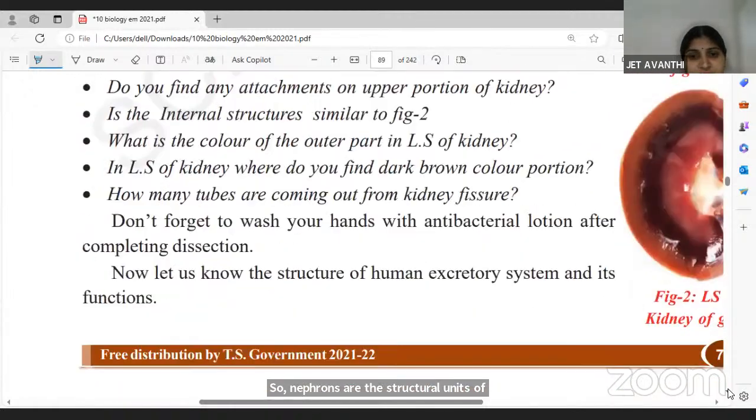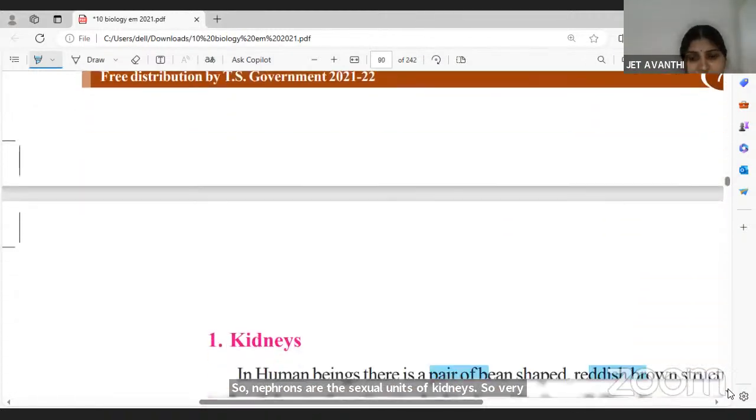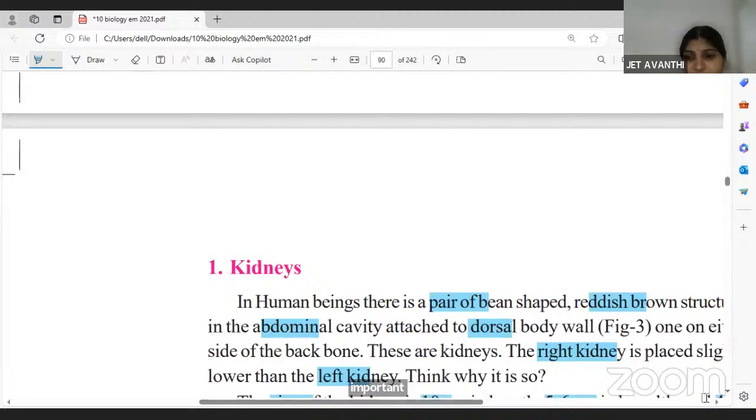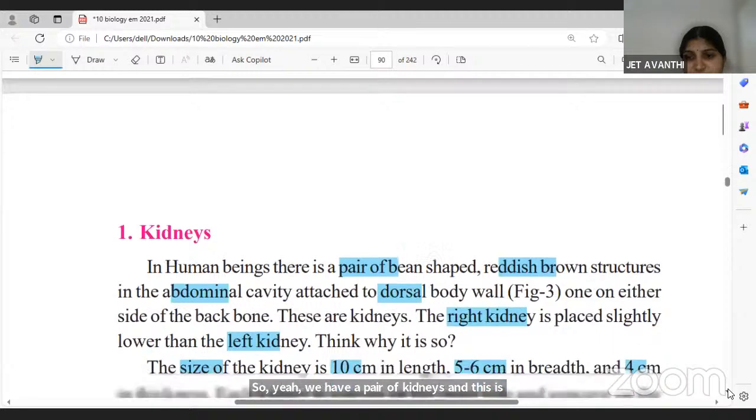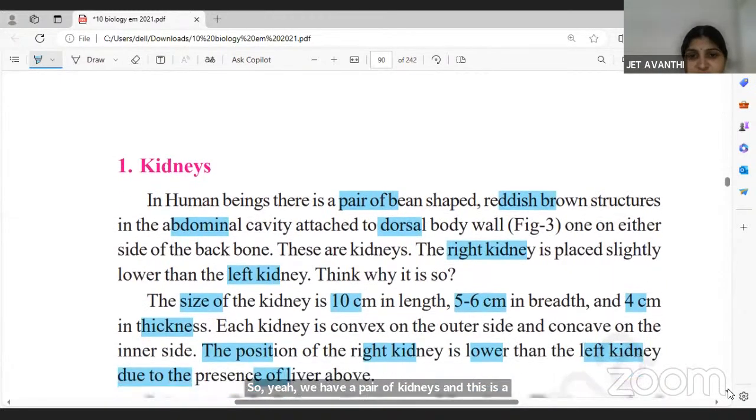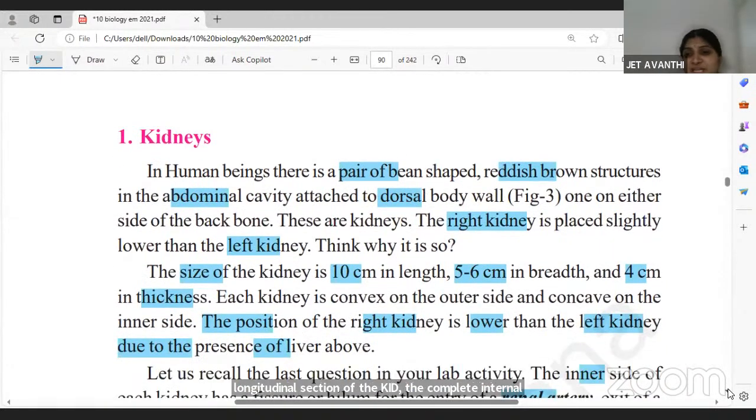Very important, children: the longitudinal section of the kidney is also given in your textbook. Here we have a pair of kidneys, and this is a longitudinal section of the kidney, the complete internal structure of the kidney. We have a pair of bean-shaped kidneys on either side of the body. It is a reddish brown structure and is found in the abdominal cavity attached to the dorsal body wall.